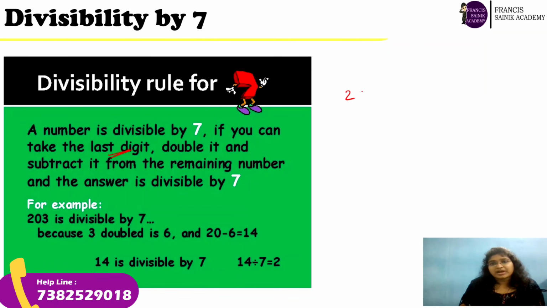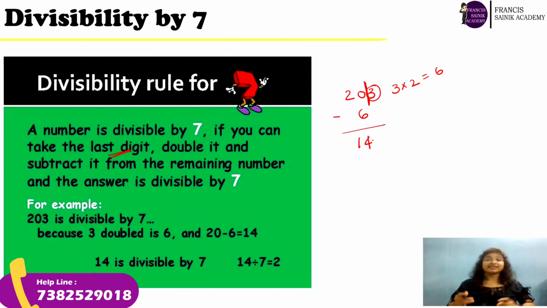203. What is the last digit? It is 3. Right? Double it. 3 into 2 is 6. So, subtract this 6 from 20. What is 20 minus 6? It is 14. Yes, 14 is divisible by 7. 7 into 2 is equal to 14. So, 203 is divisible by 7. Let us see one more example now.